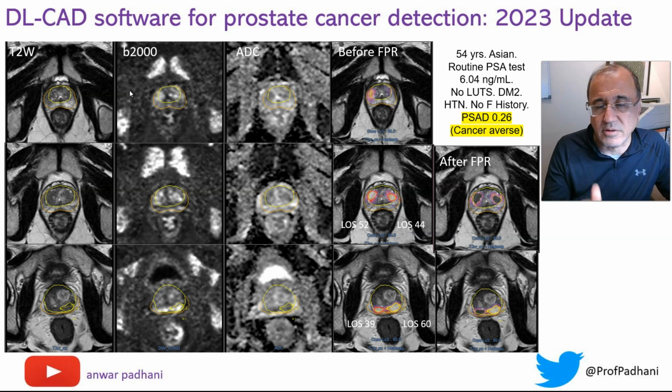So on the first 3 panels, you'll see the T2, the high B-value images, and the ADC maps. And you can see how there are, in fact, 5 lesions that are identified before the application of a false positive reduction. And then after the application of false positive reduction, you see there's only 1 lesion left, and that's at the left base, and the AI says that this is the only lesion that is suspicious, and it gives a lesion suspicion score of 60 out of 100.